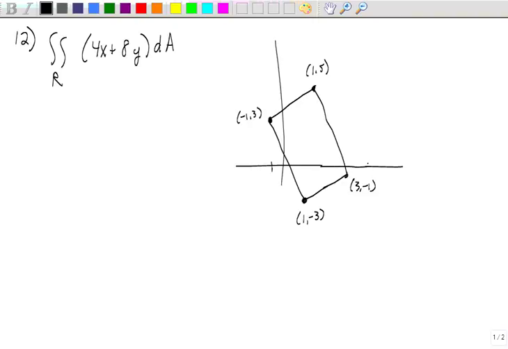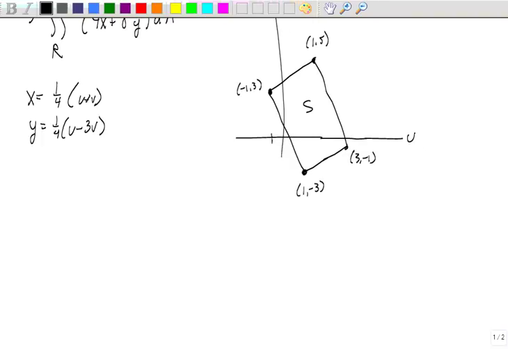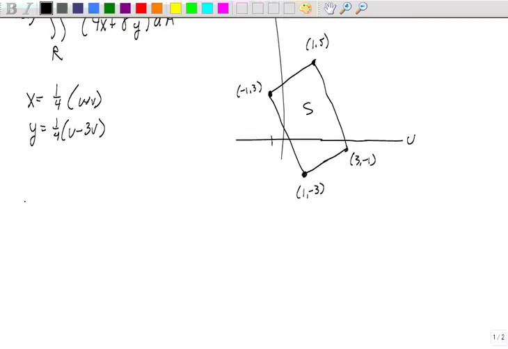Okay, so that's our R. Actually, let's say that's S, and we're transforming it. They give us how we're going to transform it: x is 1/4 u plus v, and y is 1/4 u minus 3v. And this is the u, v plane. So let's see where all the points go.